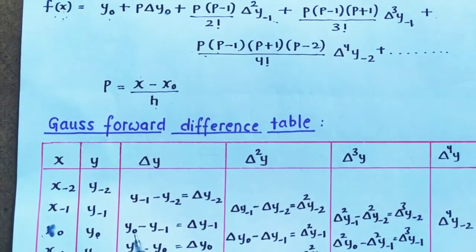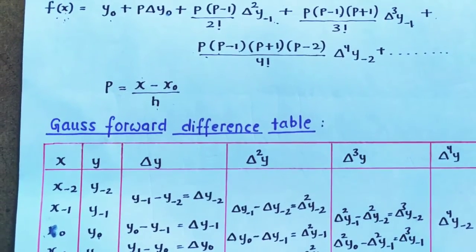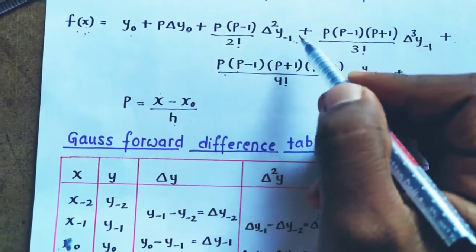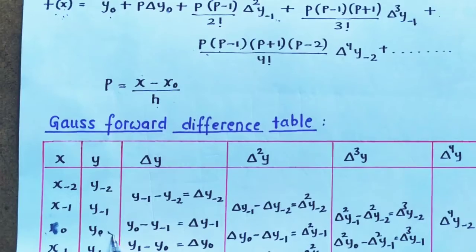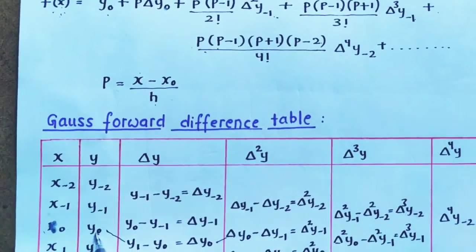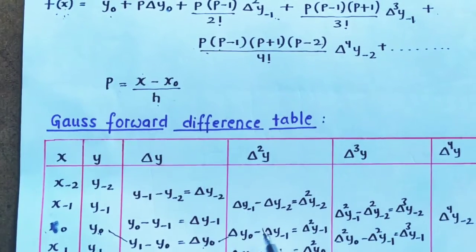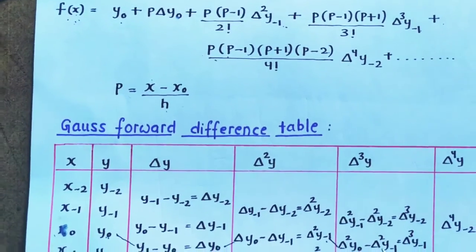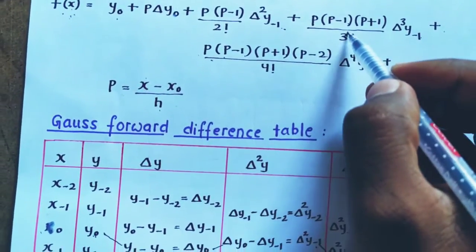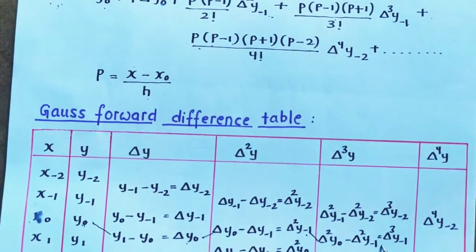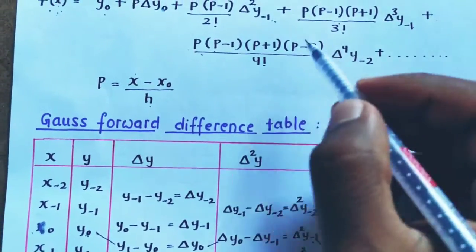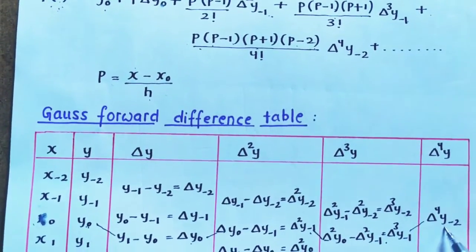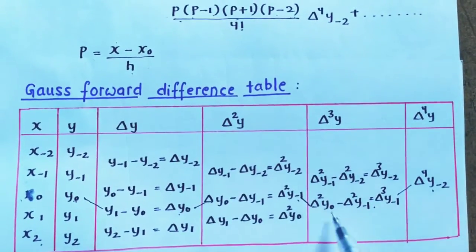Here delta y naught means the value y1 minus y naught, and similarly p into p minus 1 into del square y minus 1. In this manner: y naught, and p into delta y naught, and p into p minus 1 into del square y minus 1, and p into p minus 1 into p plus 1 into del cube y minus 1, and finally p into p minus 1 into p plus 1 into p minus 2 by 4 factorial del power of 4 y minus 2. In this manner we can choose the formula.